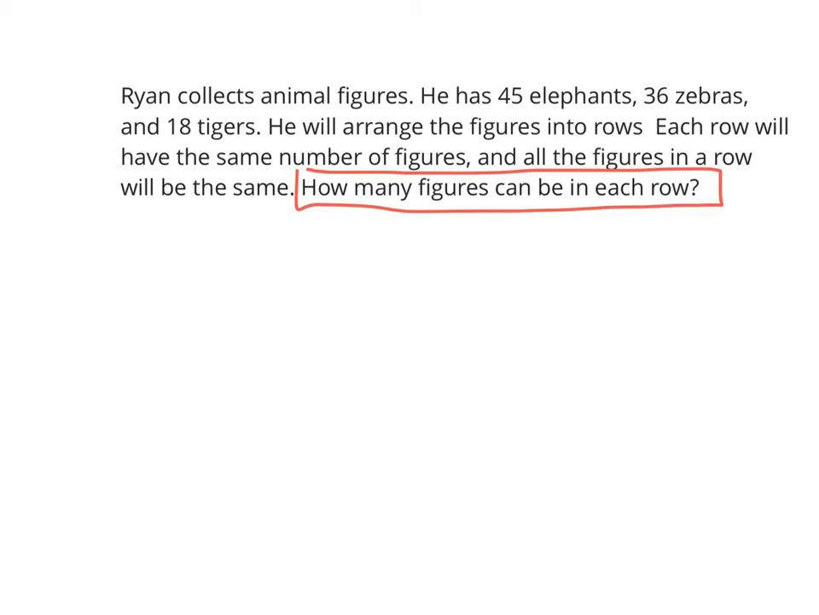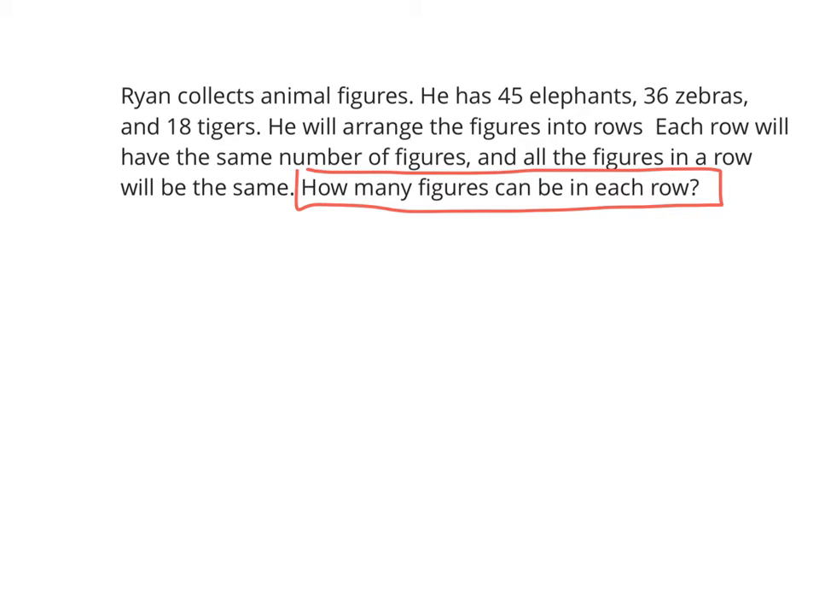Okay, so in order to figure out this problem, what do we have to do? Well, we figured out what the question part was. Well, let's reread the problem. Ryan collects animal figures. He has 45 elephants, 36 zebras, and 18 tigers. He will arrange the figures into rows. Each row will have the same number of figures, and all the figures in a row will be the same. How many figures can be in each row?